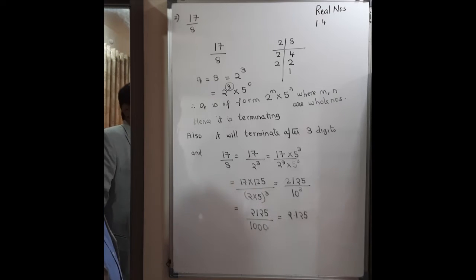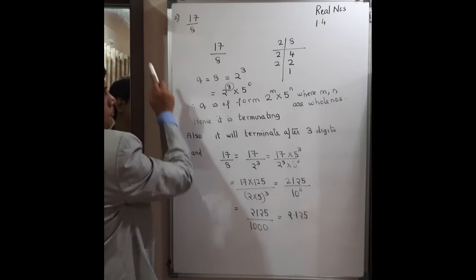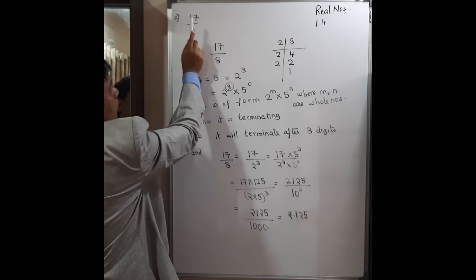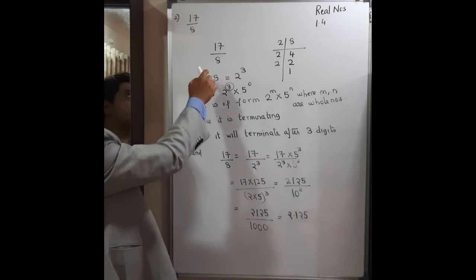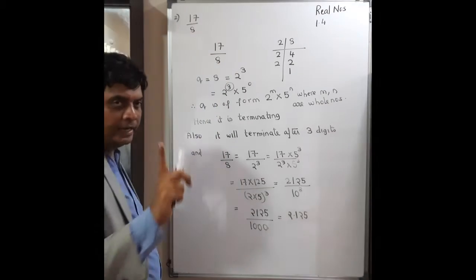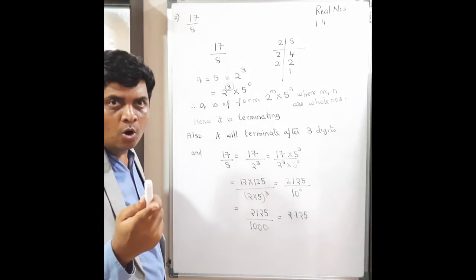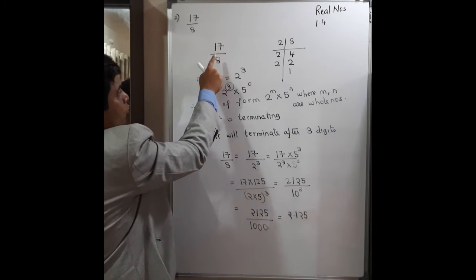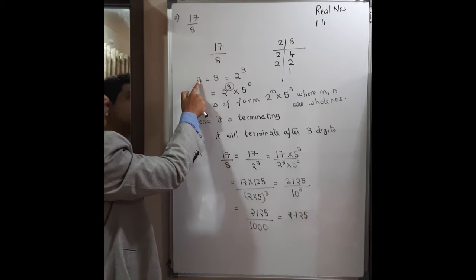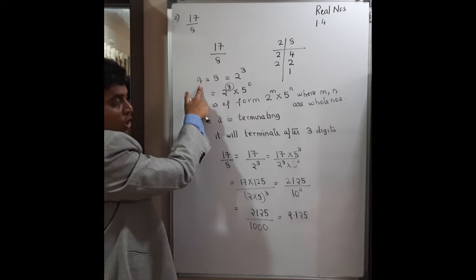Hello students. Let us now look at the second sum. 17 upon 8. We first have to find whether the decimal expansion of 17 upon 8 will be terminating or non-terminating. So what you have to do is the prime factorization of the denominator. What is your denominator? It is q.